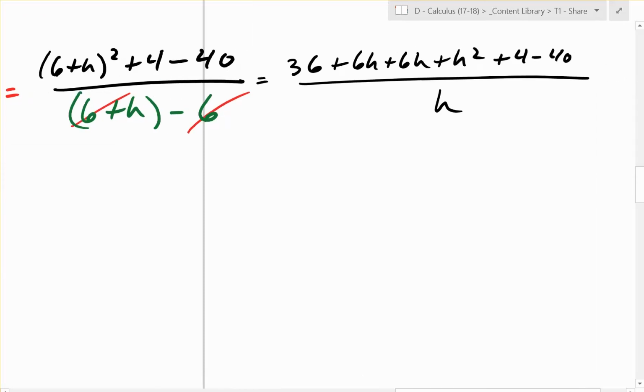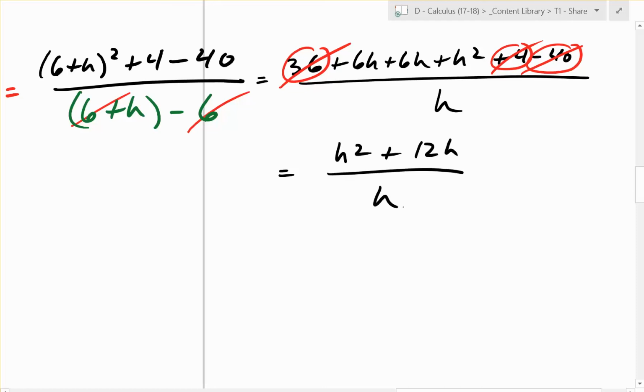So I multiplied out the numerator. And now you'll notice that we have 36 and 4 is 40, but then minus 40. So those all cancel out. And what are you left with on top? h squared plus 12h over h. Factor out an h from the numerator. h plus 12 over h. What cancels?